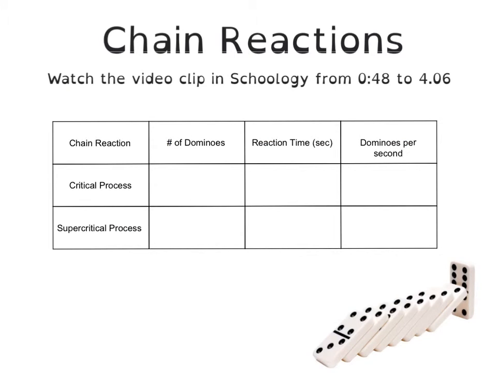To witness a nuclear chain reaction, I'd like for you to watch the video clip that's located in Schoology. In the video clip, you're going to want to watch from 48 seconds to 4 minutes and 6 seconds. And you want to make sure that you're taking note of the information that's in this table. So jot the table down in your notes and make sure you're comparing the critical process with the supercritical process in terms of number of dominoes, the reaction time, and the dominoes per second.